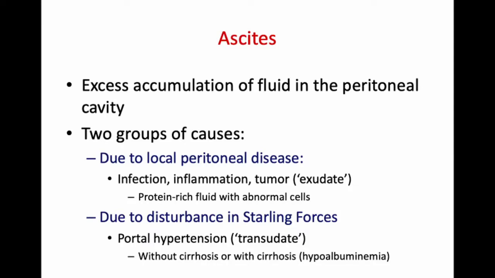And the second is due to disturbances of Starling forces. And that's basically portal hypertension. And basically that's what we would call transudate in the case of the pleural effusions. It can happen with cirrhosis or without cirrhosis, as I said earlier with those circles. And if it happens with cirrhosis, it is also associated with hypoalbuminemia, and that also contributes to the ascitic fluid formation, in addition to the portal hypertension.